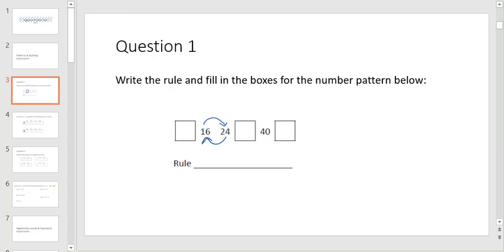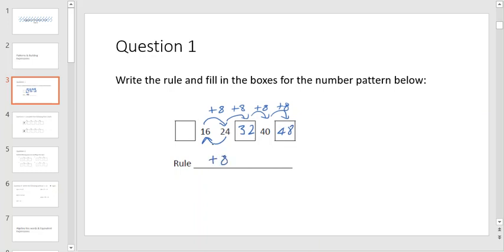So in this case, if I go from 16 to 24, I have to plus 8. So that means if I go 24 plus 8, that will give me my next number. And if I keep going, the same pattern should equal what goes in each box, and it should be consistent. So in here, 24 plus 8 is 32. 32 plus 8, yes, I get 40, so that's correct. 40 plus 8 is 48. So the rule is to keep adding 8.